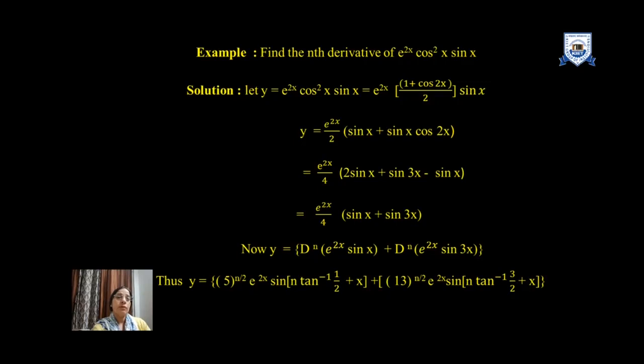We get y equals e to the power 2x upon 4 into sin x plus e to the power 2x upon 4 into sin 3x. We derived the formula for the same type of term, so we will use the direct formula here, and we get the nth differential coefficient: 5 to the power n by 2 e to the power 2x sin (n tan inverse 1 by 2 plus x) plus under root of 13 to the power n by 2 e to the power 2x sin (n tan inverse 3 by 2 plus x). And this is the nth differential coefficient of e to the power 2x cos square x into sin x.